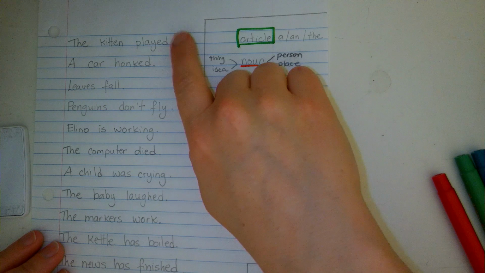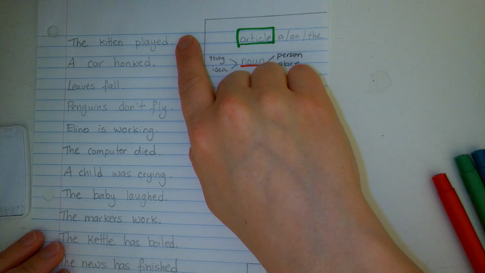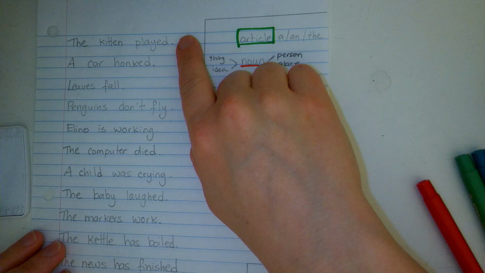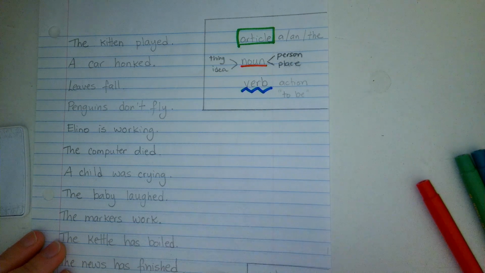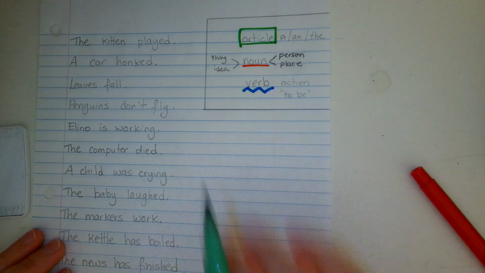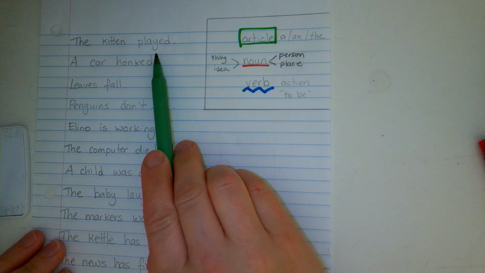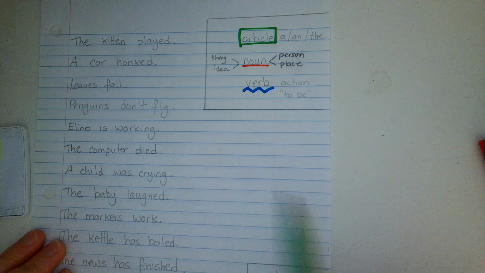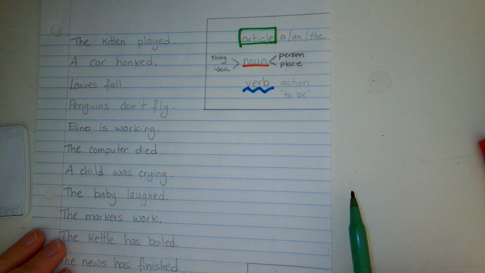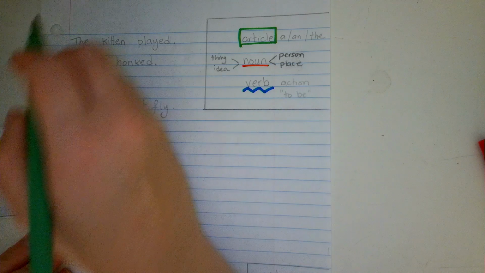So let's start up here with number 1. You can pause the video and write the sentences down in your notes if you want to. But we will go through slowly and you can mark along with me. So the first one says, the kitten played. The kitten played. So I'm looking for an article in that sentence. The article is the.